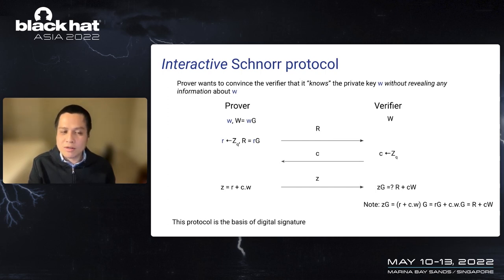And this protocol basically consists of three steps. The first one is the prover generates a random r, a small r, and sends r times g to the verifier. The verifier generates a random c and sends it to the prover. The prover computes z equals r plus c times w, and sends z to the verifier.